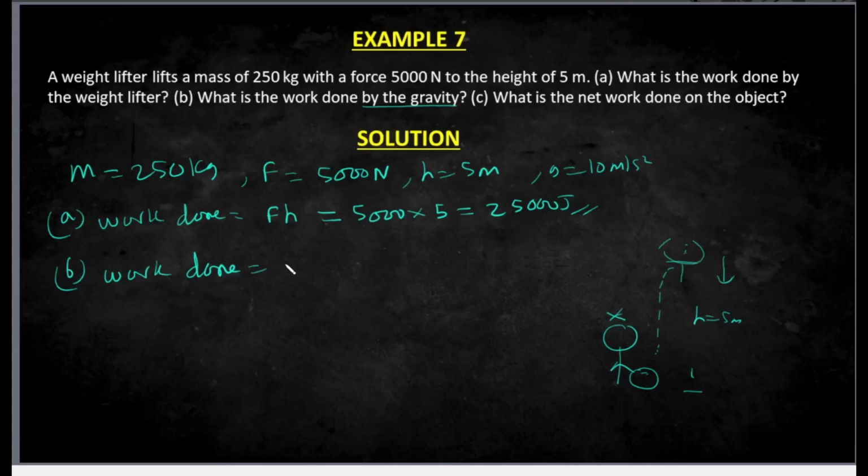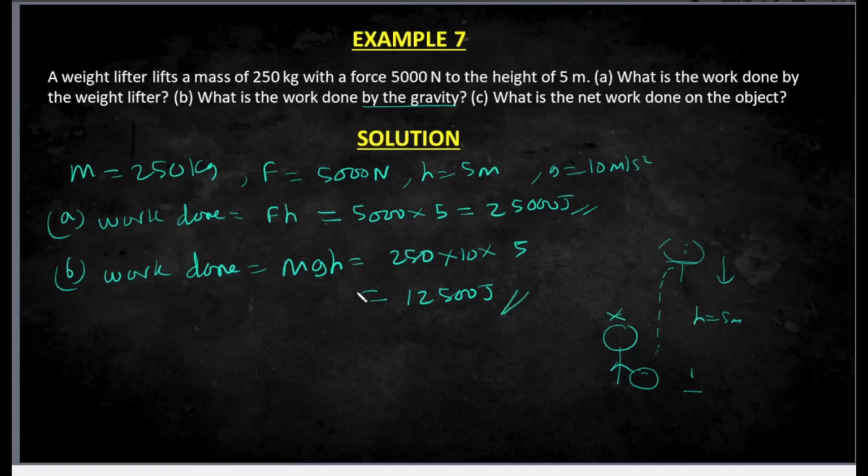So the work done is going to be mgh. The g comes from gravity. So the mass is 250, the g is 10, and the h is 5. If you multiply, you are going to get 12,500, which is less than that of when it goes up. It is not easy to lift an object than to allow it to fall. To fall is easy, but to lift is not easy.